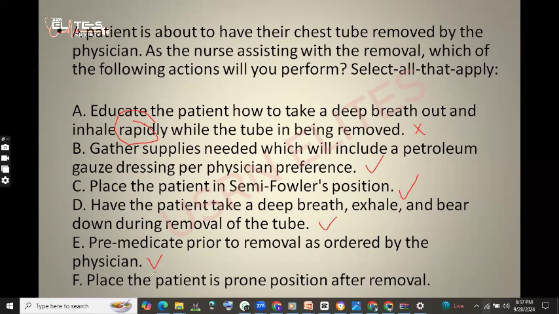The last one: place the patient in prone position after removal. Is that true? Wrong. So you are choosing B, C, D, E. B, C, D. All right, let's look at our answer.